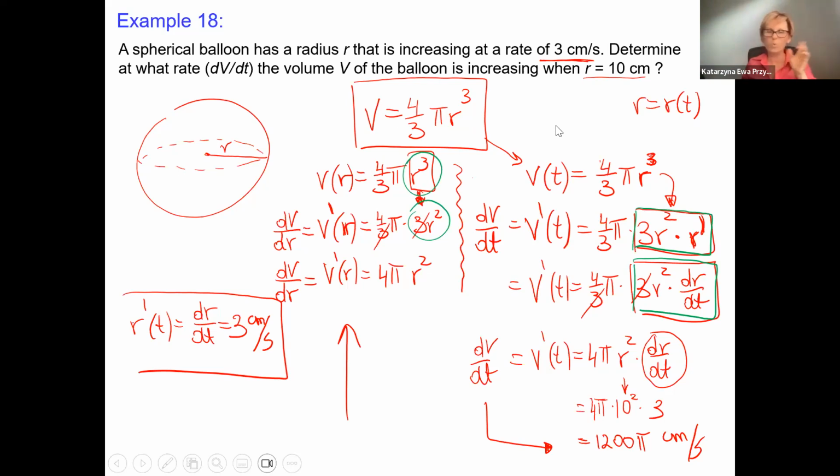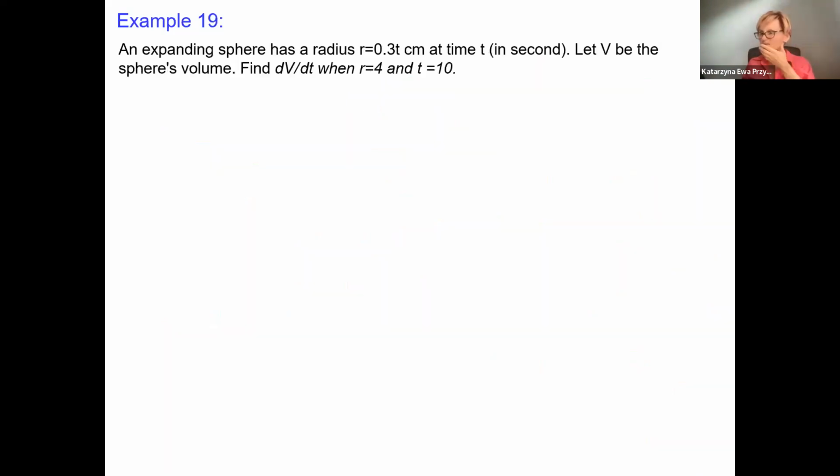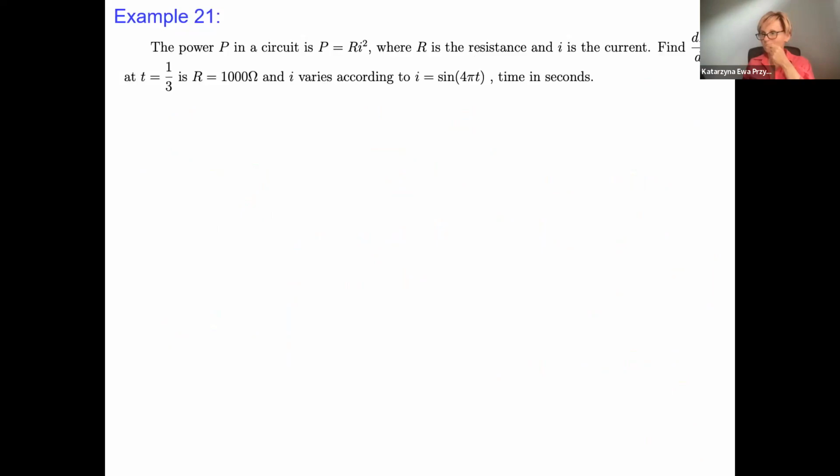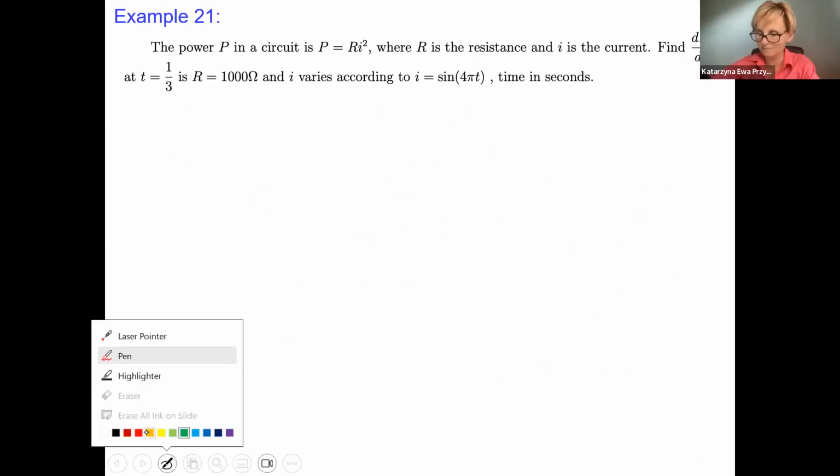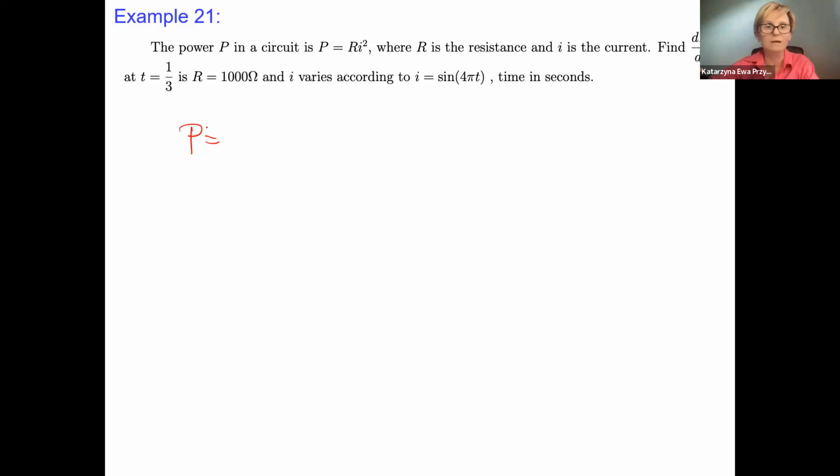Okay, maybe really quick one more question. You can do this one. It's almost the same. Let's do this one as a last one, okay? The power P in the circuit is defined. Now let's see. We have the formula. The power is defined as R times I squared. I, not R.